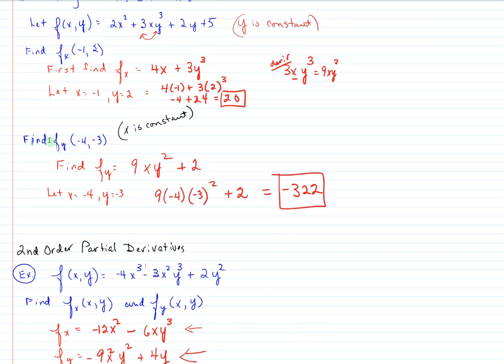Now we'll find f_y of negative 4, negative 3. So we first have to find f_y. And we're still taking the derivative of this, but x is a constant. So this term is 0. And this one, we've got to think of 3x as just a number, y cubed. So it'll be 9y squared. Well, we include the x because it's a constant. So 9xy squared. Plus, derivative of this one is 2, derivative of that is 0. So here's what we end up with. We plug in our negative 4 for x and our y is negative 3, and we get this.